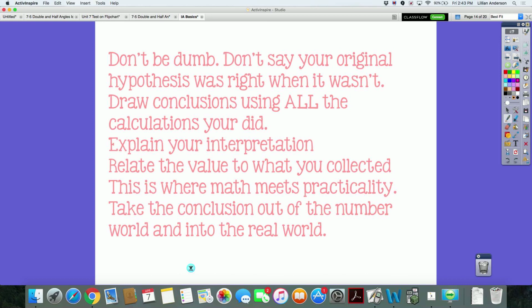Draw conclusions using all the calculations you did. Don't just talk about one. Talk about everything that you did. Explain your interpretation. Please. Relate all the values of what you collected. This is where the math meets practicality. Okay, what does this all mean? And then take the conclusion out of the number world and into the real world. What do the numbers mean? Okay?